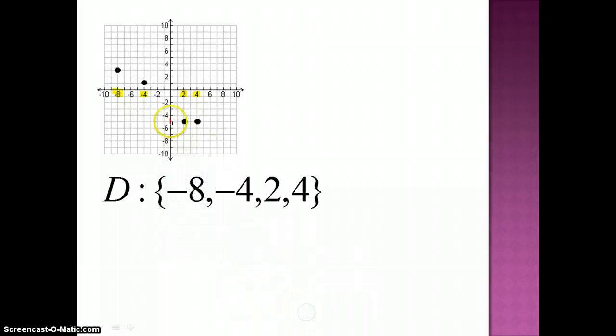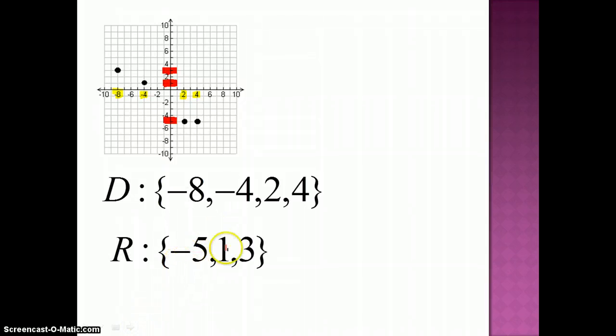we have -5, 1, and then 3. So my range is -5, 1, and 3. So remember, if it's just a scatter plot or just a bunch of points, you're going to list them out.